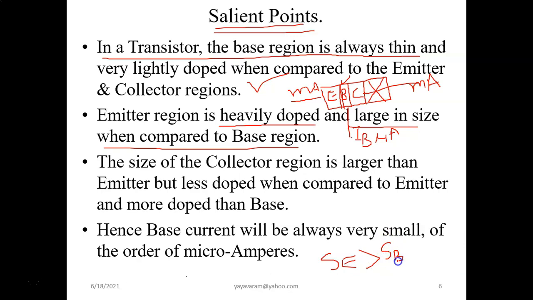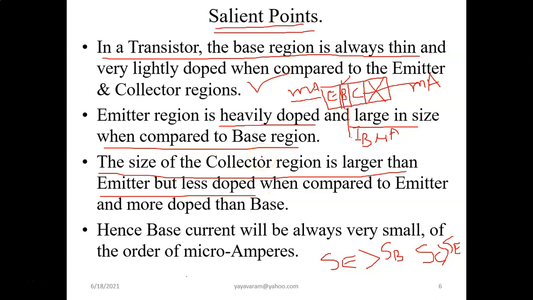But remember, third point, the size of the collector region is larger than the emitter but less doped. So the collector region size will normally be greater than the emitter. Why normally? It is all power related. Normally during fabrication or layout, because all the charge carriers ultimately come to the collector, it has to absorb more carriers, so its size should be larger than even the emitter. Therefore, the collector will be at the receiving end.